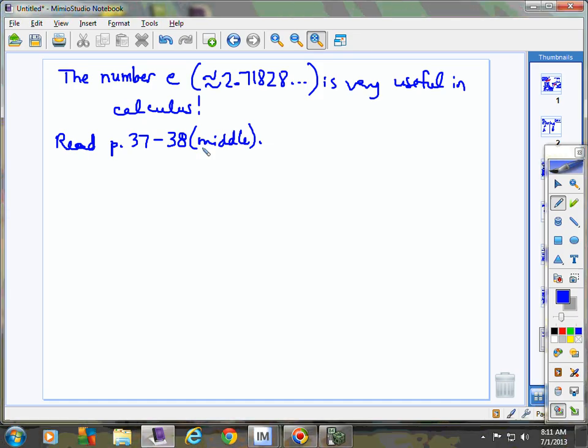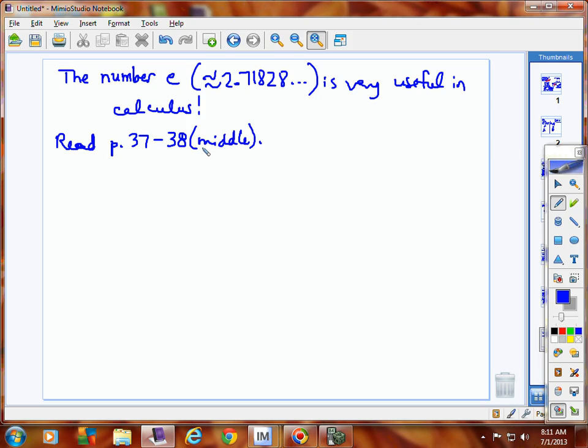Now, if you look at the bottom of page 37, right below where I want you to read to for homework, bottom of page 37 in bold print, the graph of y equals e to the x has a slope of 1 when it crosses the y-axis. The graph of y equals e to the x has a slope of 1 when it crosses the y-axis.